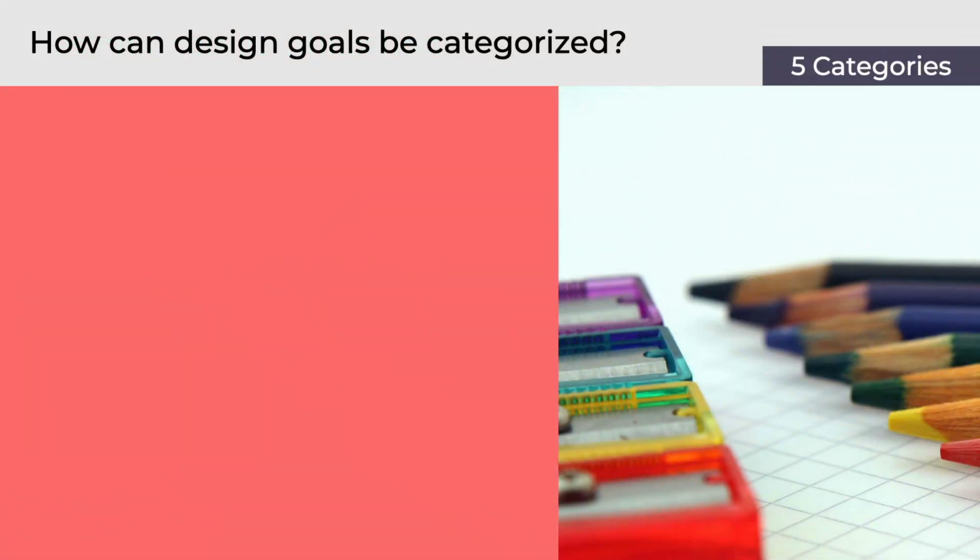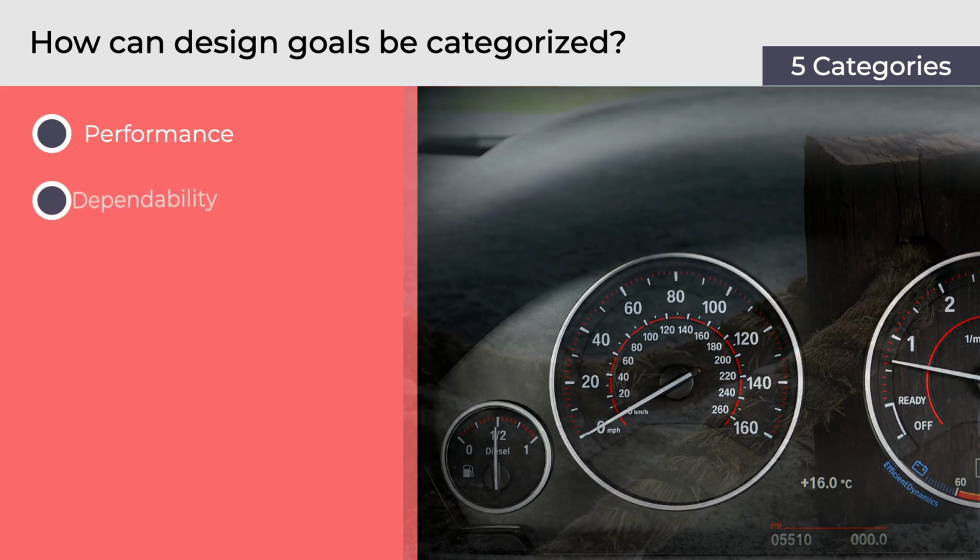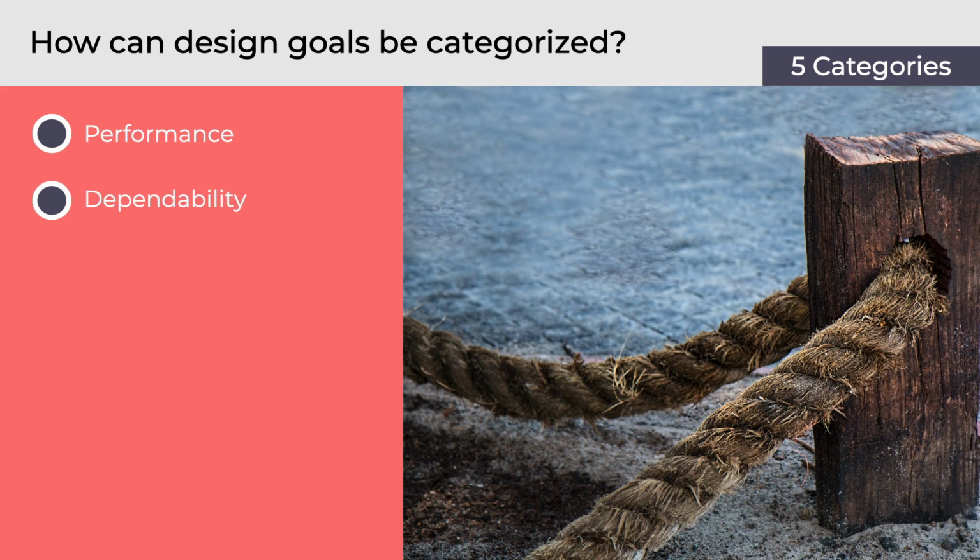At a very high level, we can categorize the design goals in 5 different categories. Performance. This category of design goal helps us to make our system more performant so that a system can scale as our user base grows. Dependability. This category of design goals helps us to make sure that a system becomes more dependable and reliable from an operational standpoint.